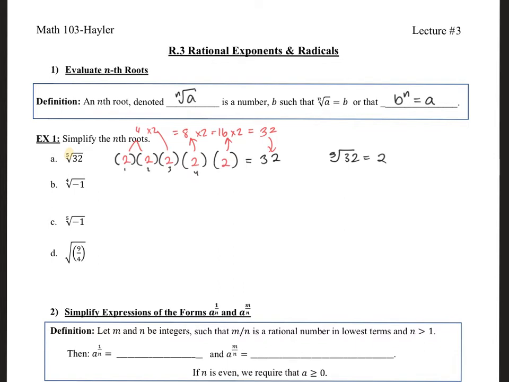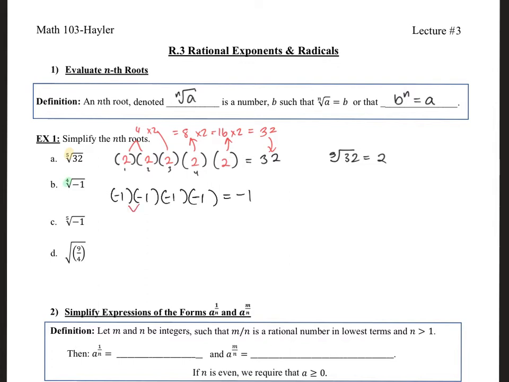Alright, let's go ahead and take a look at B. This is asking for the fourth root of negative 1. Well, let's see. This is saying, is there a number that when I multiply it by itself 4 times, I get negative 1? In order to get 1, I know I need to be multiplying 1 by itself. But how do I get that negative? Well, if I choose negative 1, will that give me my final result of negative 1? Let's check this.